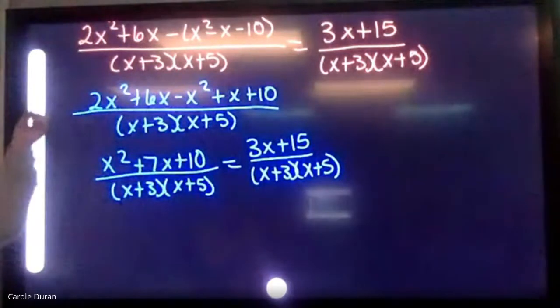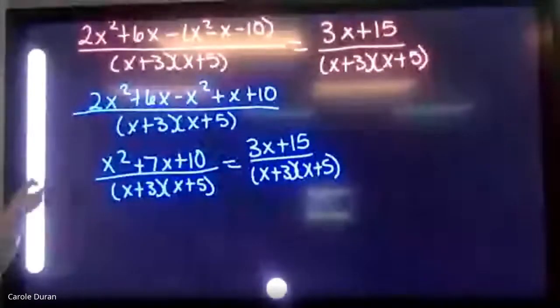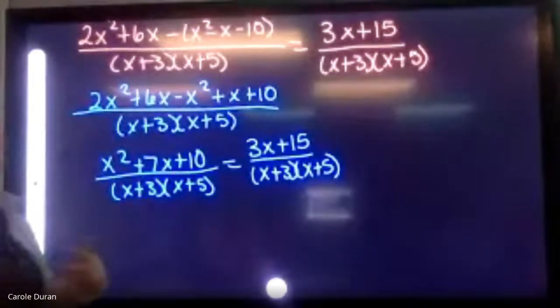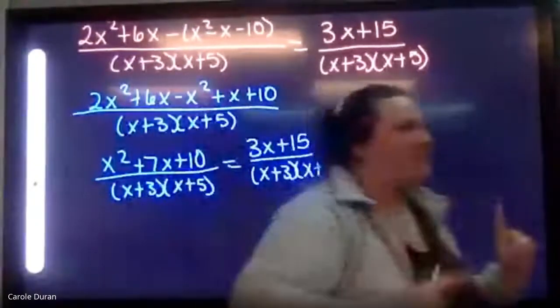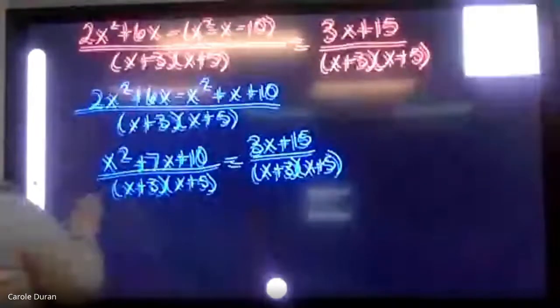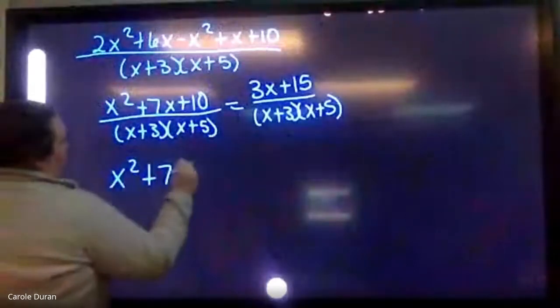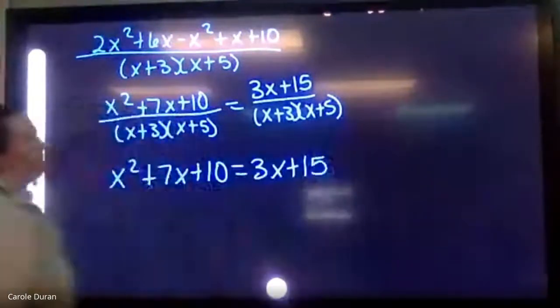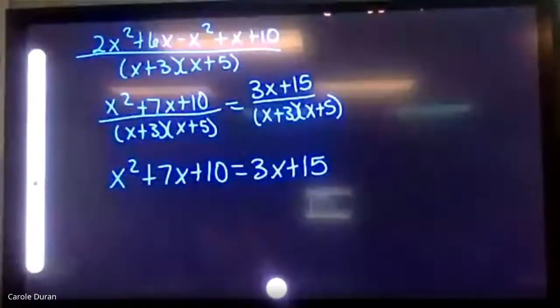Who thinks that this looks nice and clean? Who else, who thinks it still looks scary? Right? That's not pretty. So where's this really cool thing that Mrs. Duran said was going to happen? Here's where it happens. When the denominator on the left matches the denominator on the right, and I have only one fraction on each side, those denominators cancel each other out. And all I'm left with is what is left in the numerator. And then I can just solve it like a normal equation.